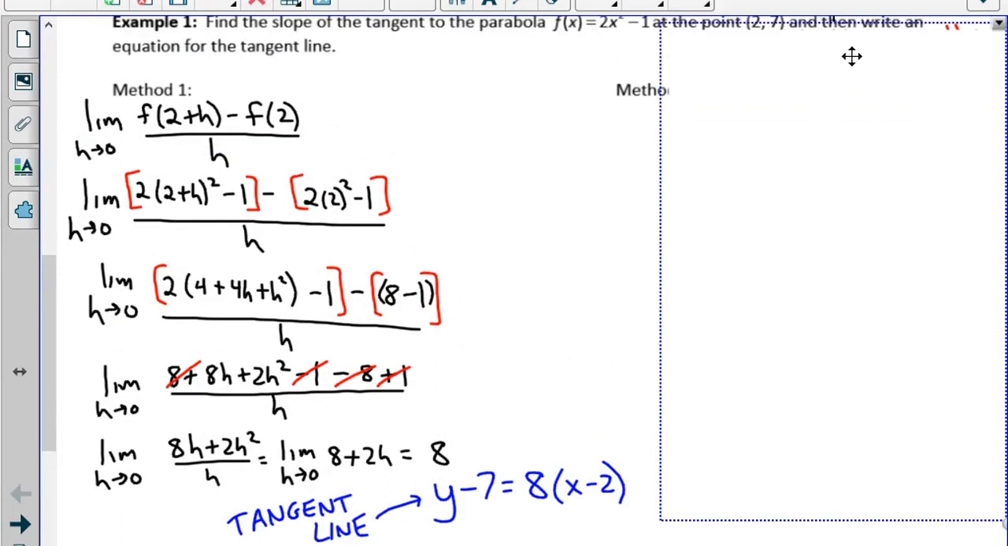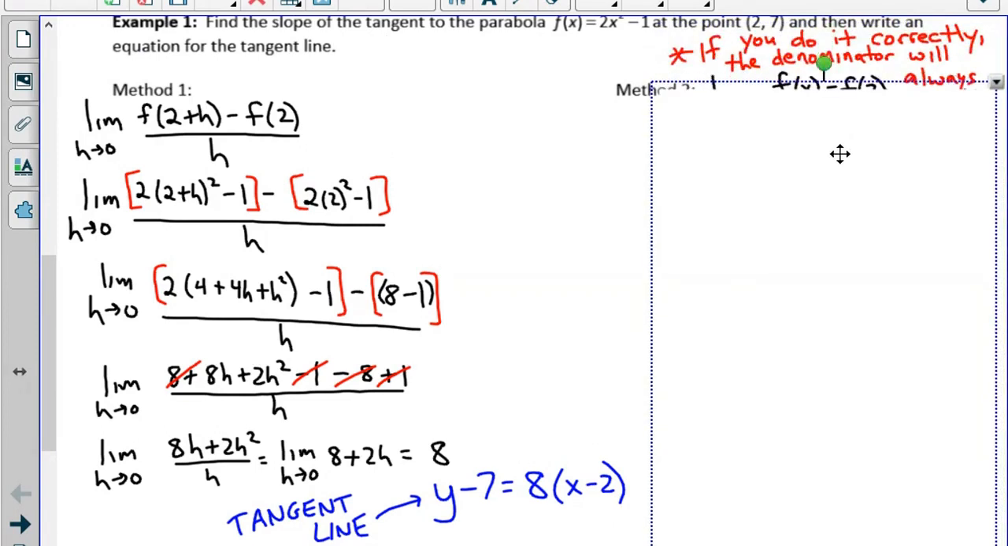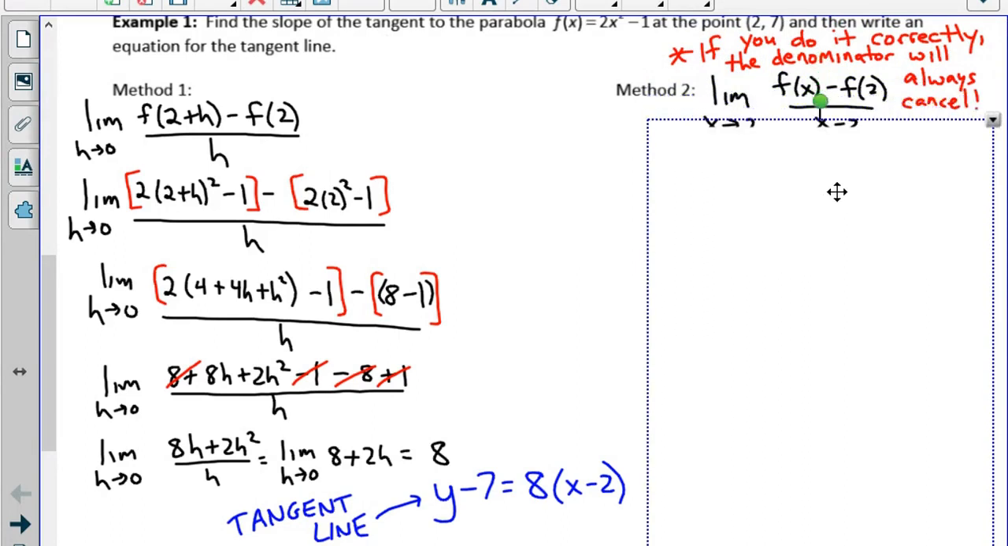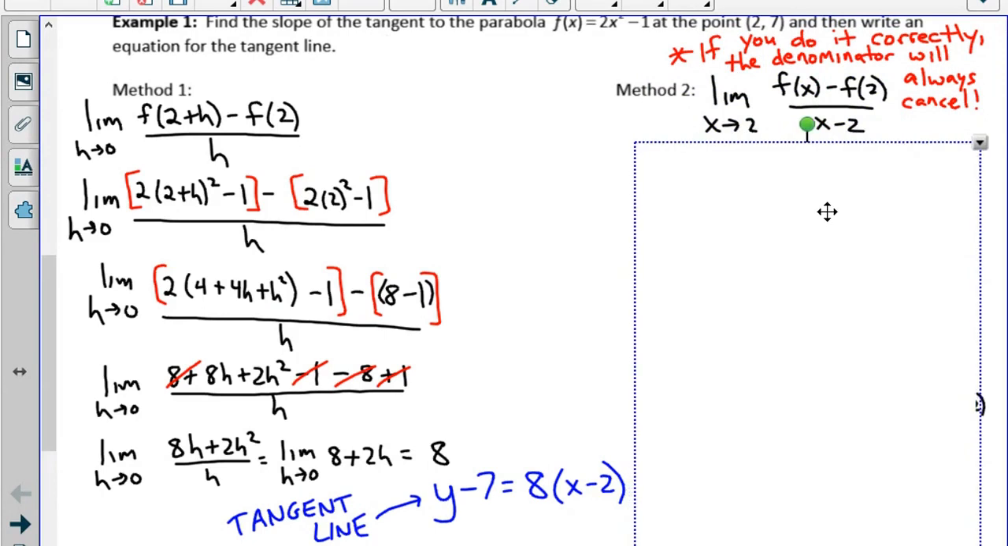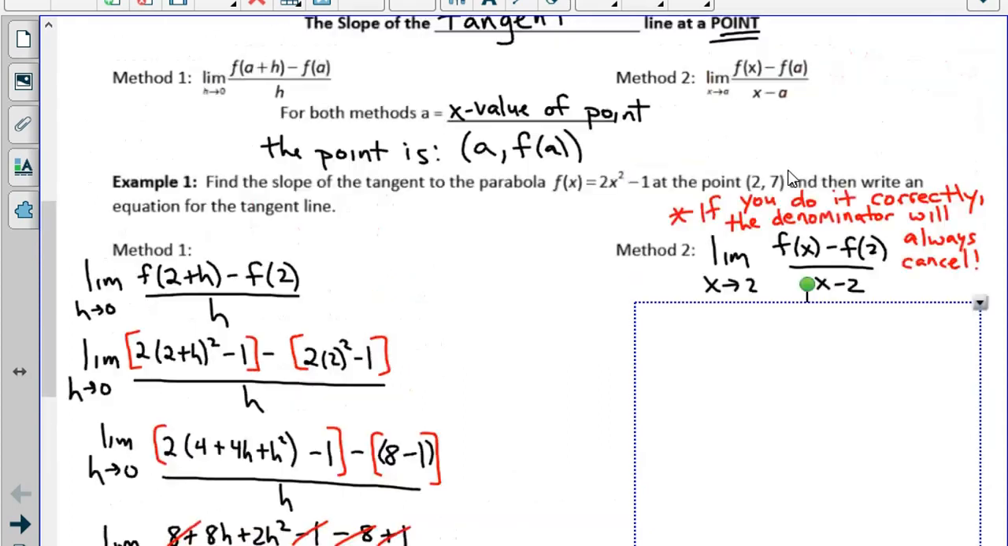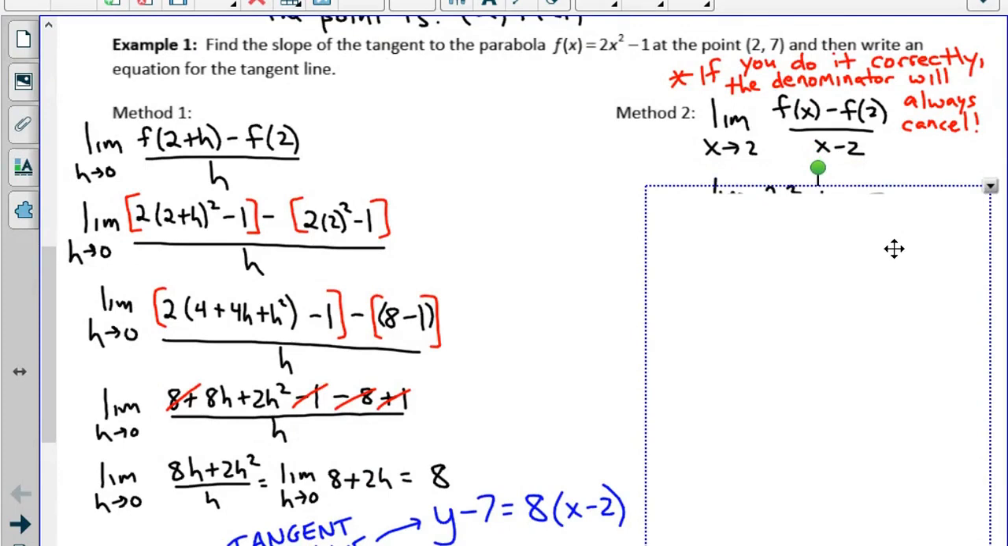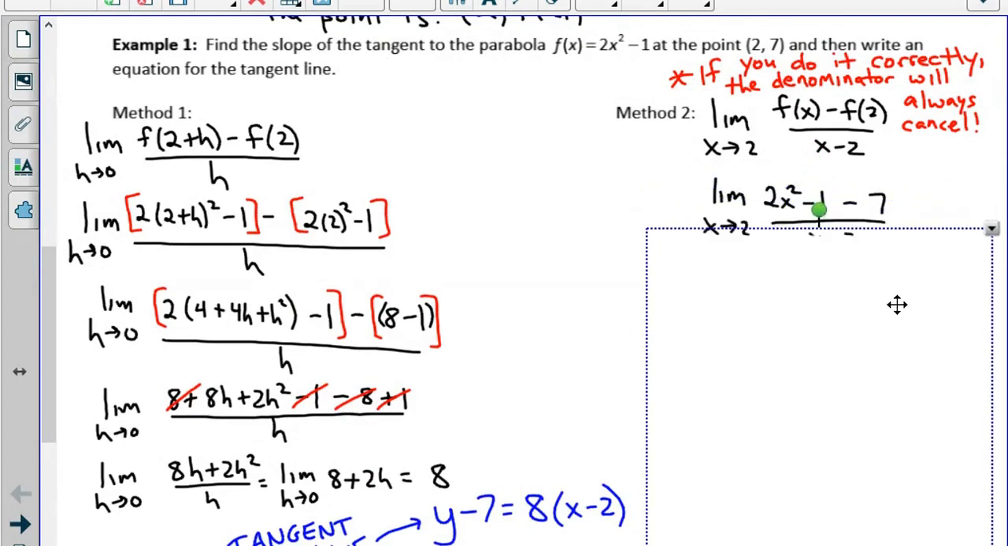Okay, now in method 2, something that's important to note is if you do it correctly, the denominator will always cancel out. Okay, so in method 1, I forgot to write this when I was doing this, but in method 1, all of the terms that don't have h cancel out. In method 2, when we're talking about the definition of the derivative at a point or the slope of a tangent line at a point, we're going to end up where the denominator will always cancel out if we do it correctly.